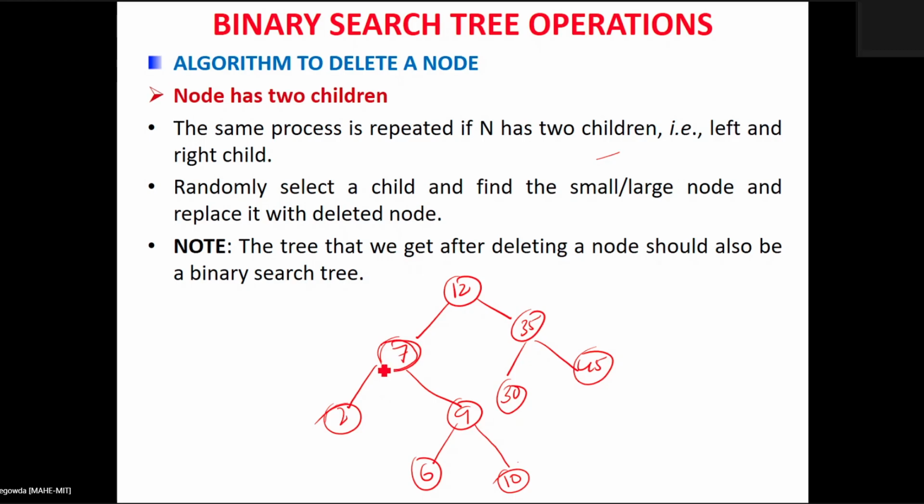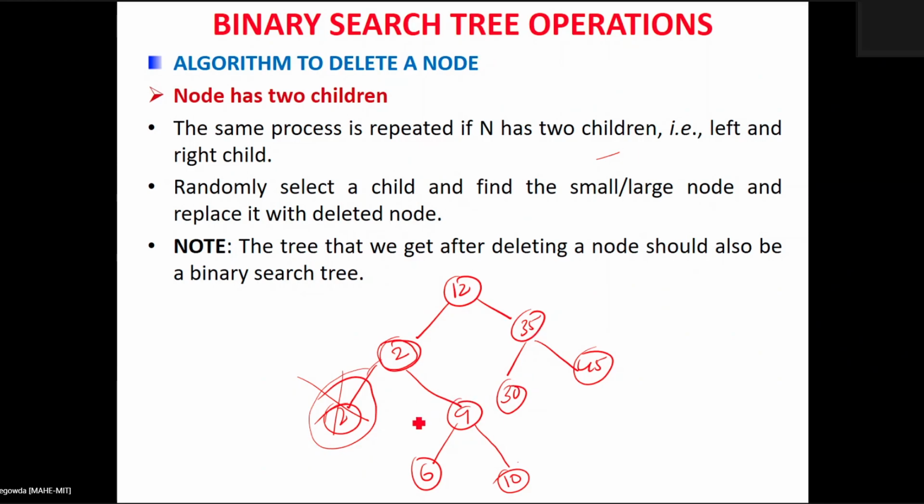There is no rule that you have to consider the left subtree or the right subtree. It is left to you: randomly select a child, find the smallest or largest node, and replace the deleted node with it. Say for example, I randomly select the left subtree with 2. The largest number present in the left subtree of the 7 is nothing but the 2 only. So I am going to delete 7 and insert the value 2. Finally, this 2 will be deleted here, and this becomes the resultant binary search tree.